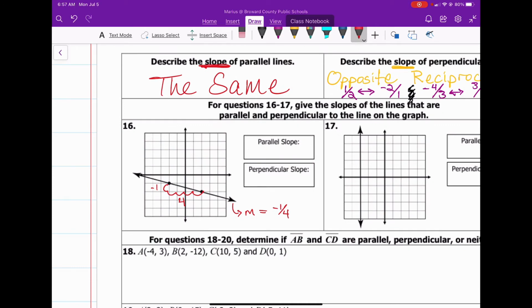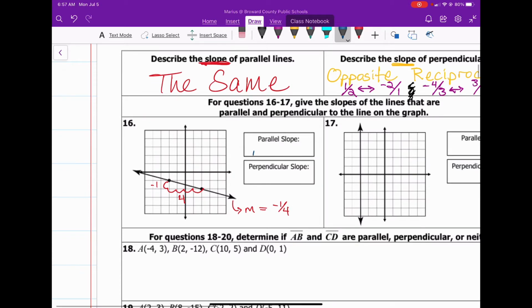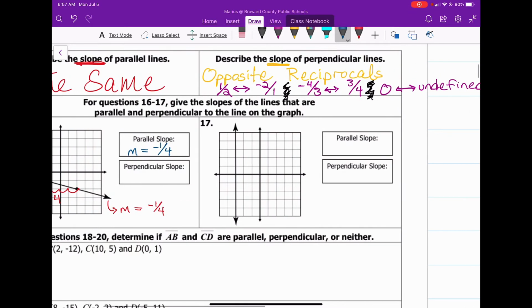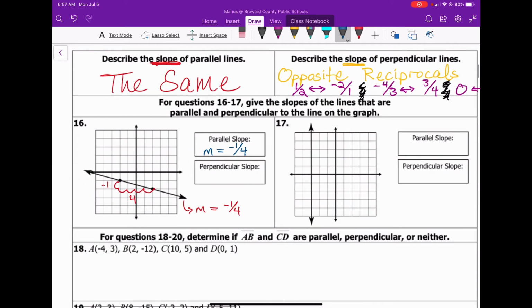Going back to what we said, parallel lines have the same slope. So a parallel slope would have m equals -1/4. However, perpendicular slopes are opposite reciprocals. So the opposite would be positive, and the reciprocal would be 4/1. Those two slopes would be perpendicular.